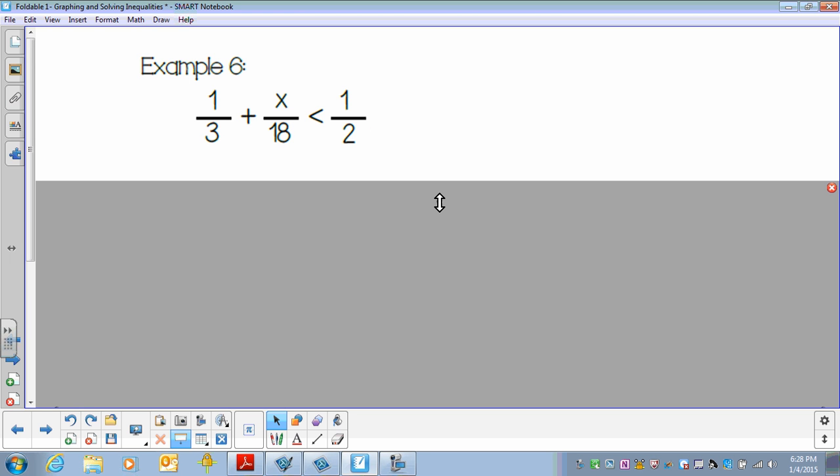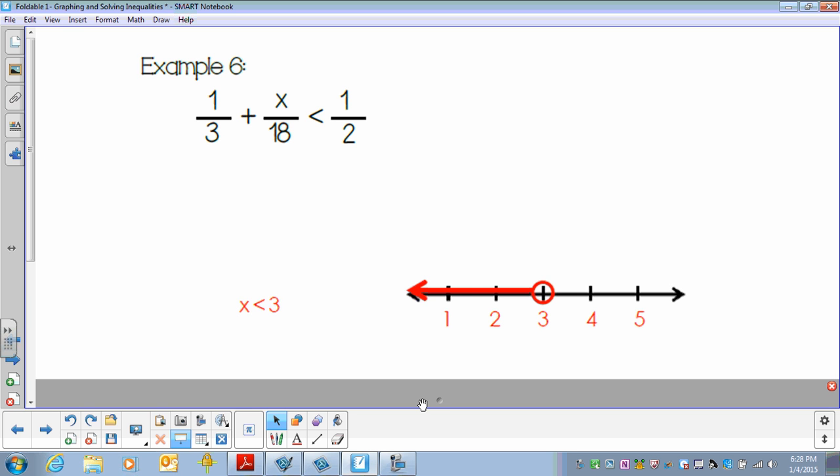Example 6, 1/3 plus x over 18 is less than 1/2. Our answer is x is less than 3. Let's see how we could do this. So here we have fractions. We have a 3, an 18, and a 2. So I want to find the least common multiple, the smallest number that all of those can be divided evenly into. So I take the biggest number of 3, 18, and 2. Let's write LCM for least common multiple.